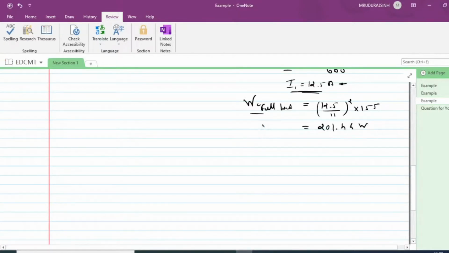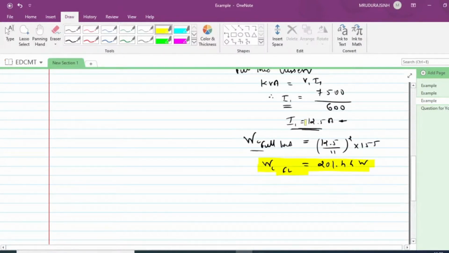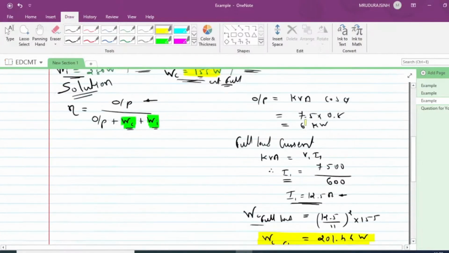So WC full load is the amount of full load copper loss that occurs in the transformer, right? So now we have the amount of full load copper loss as well as full load iron loss. Very good, Saurabh, you have got it right.